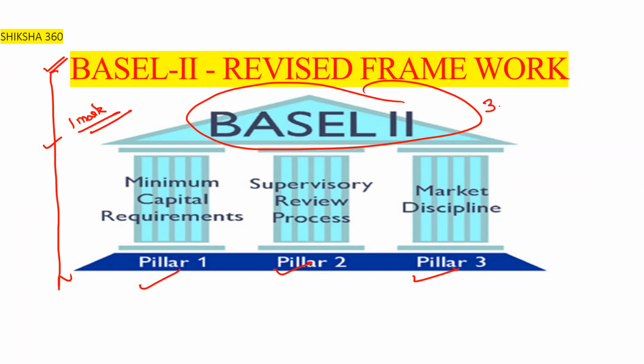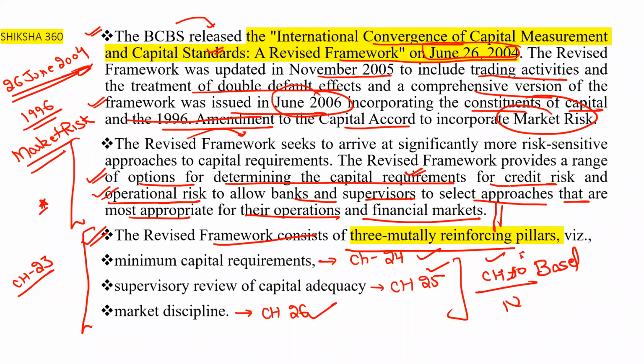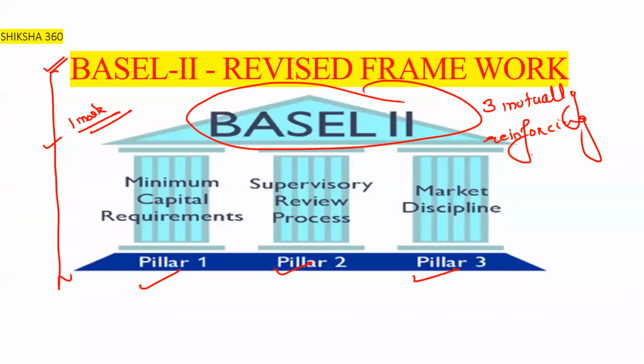We have 3 mutually reinforcing pillars. In the exam they will directly ask: pillar 1 is related to the minimum capital requirement. Pillar 2 is related to the supervisory review process. Pillar 3 is related to the market discipline.